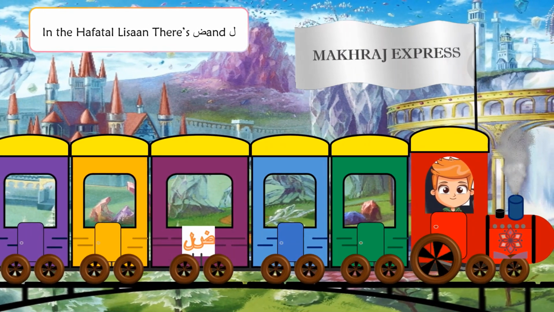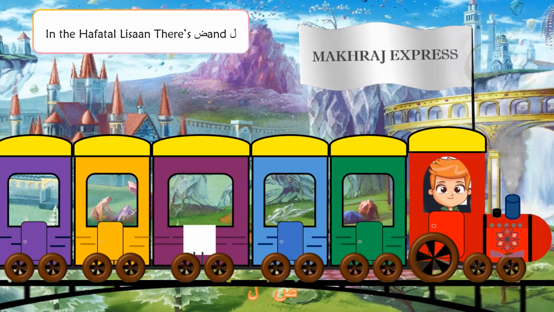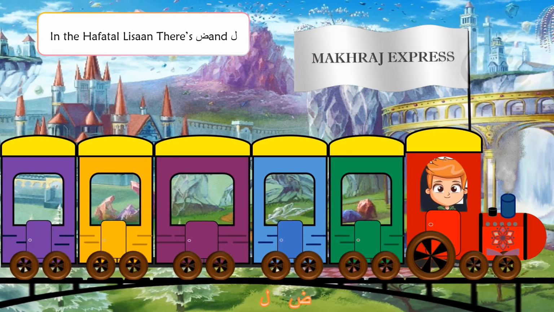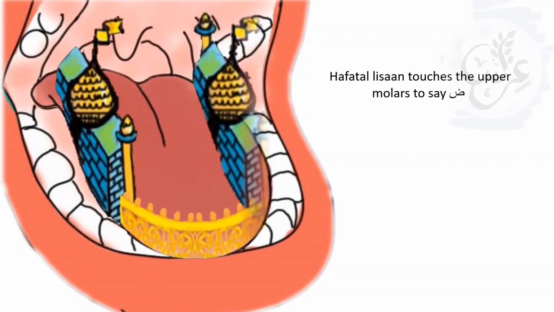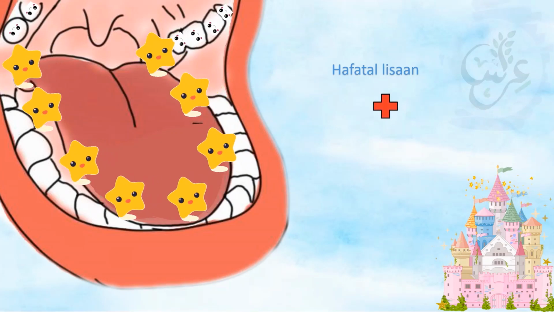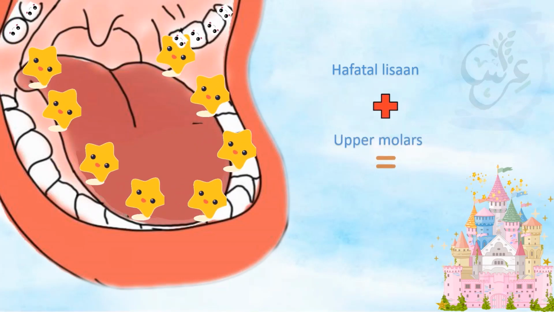From the listen compartment, there's Dot and Lamb. From the sides of the tongue comes Dot and Lamb. When it touches the upper palate, half of the lisan touches the upper molars.